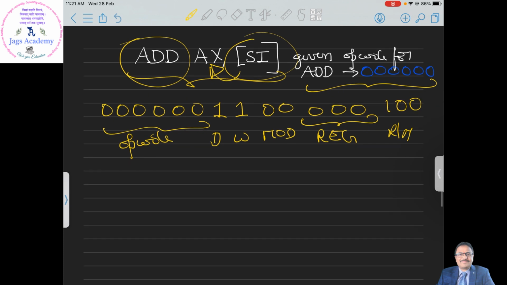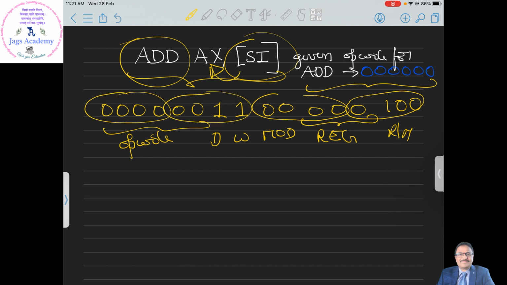Done. That's all, right? Now you just form all its 4 bits. Now 0 3 0 4 is going to be your machine instruction for 16-bit mode of operation.